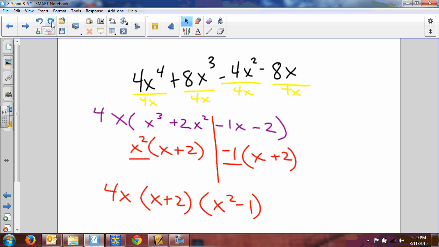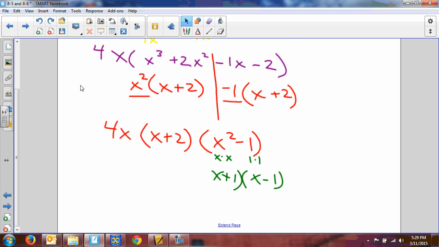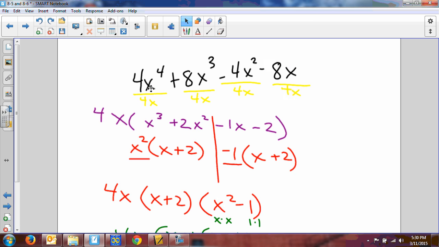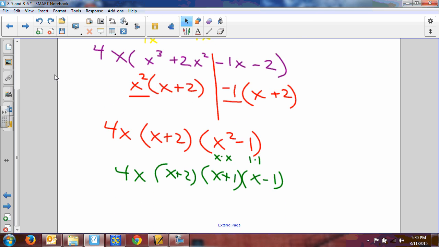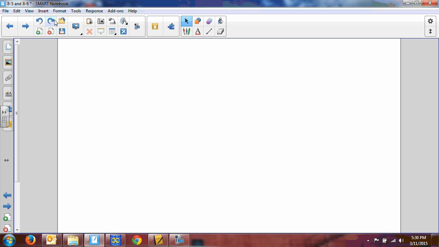But I'm not done, okay? Even though we've technically found them all, x squared minus 1 can be factored one more time, because that's x times x and 1 times 1. So watch out for a variable squared and a subtraction sign. Wait till you get all the way down to variable to the first power. So this just becomes x plus 1, x minus 1, and then everything else gets brought down. So 4x times x plus 2 times x plus 1 times x minus 1. If you factored it all, or if you FOILed it all, we'd be back to our original equation.